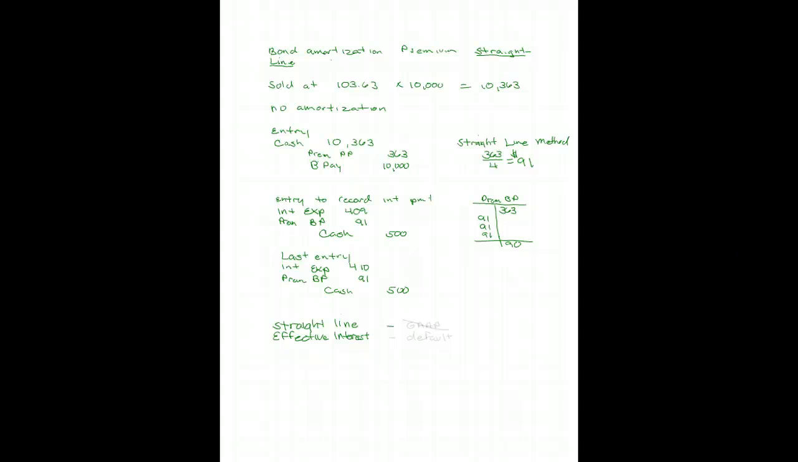Straight line method, as a general rule, is not generally accepted accounting principles because the dollar amounts are always significant. If they're not, you can use it. If they are, you can't. So we always pretty much default to the effective interest method, which is the first one that you learned on this pencast.